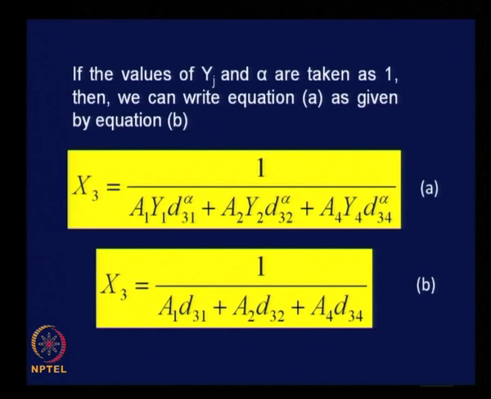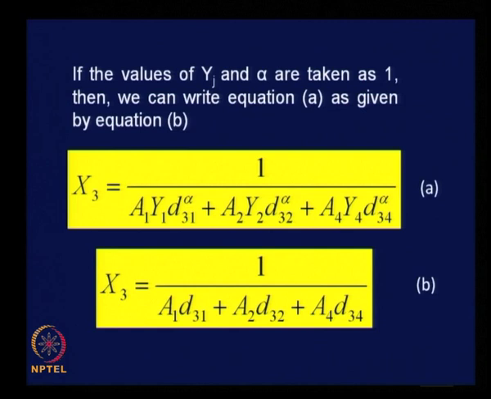We can write equation A as given by equation B. Equation A is nothing but the same equation that we have seen earlier pertaining to x3, nothing different, simply 1 by a1 y1 d31 raised to power alpha plus a2 y2 d32 raised to power alpha plus a4 y4 d34 raised to power alpha. Now, simply substitute the values of alpha and y as unity, and you get this equation. You can write x3 to be like this, a very simple equation.